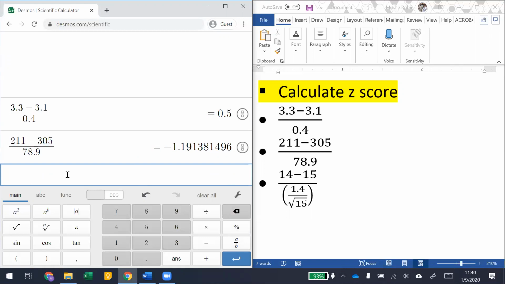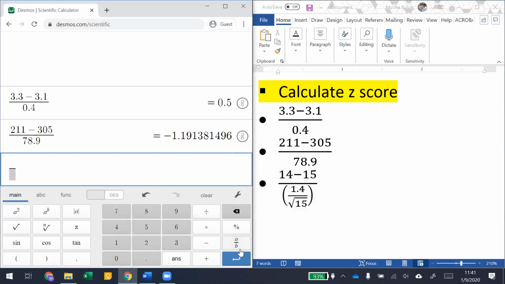This last problem, right, is something that we might see later in Math 101 when we get to the units on confidence intervals and hypothesis testing. But what's extra funky about this guy is that I have a fraction in a fraction, right? My denominator is another fraction. So I have to be very careful when I type this into Desmos that I'm typing it exactly how it appears. So I'll try to do that now.